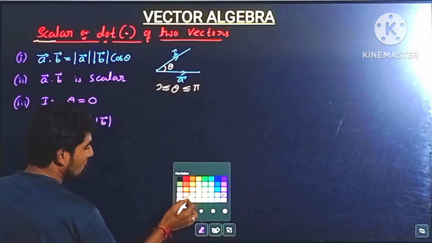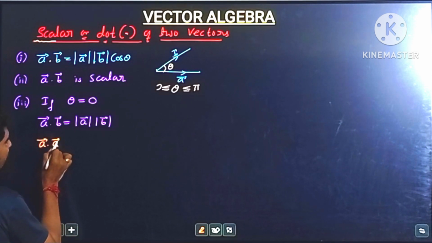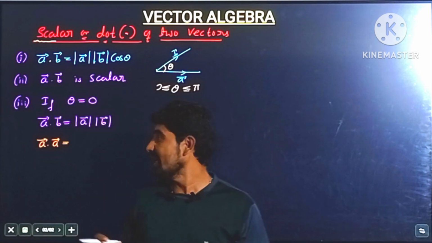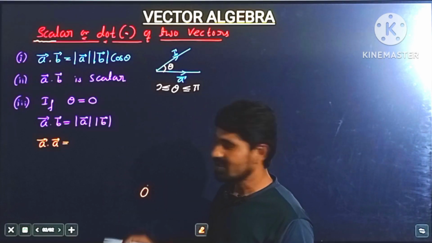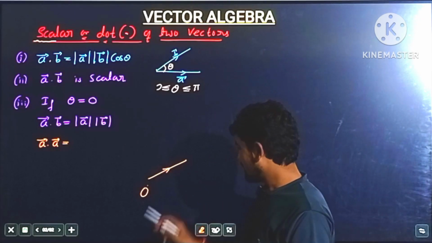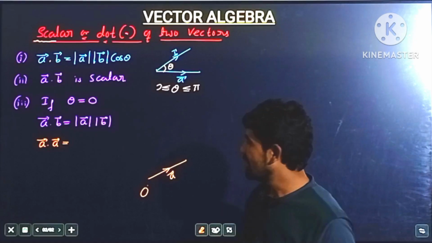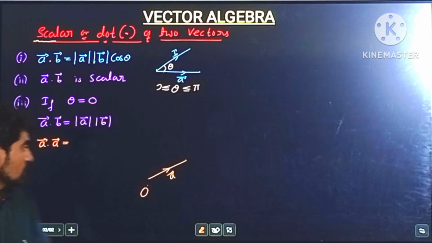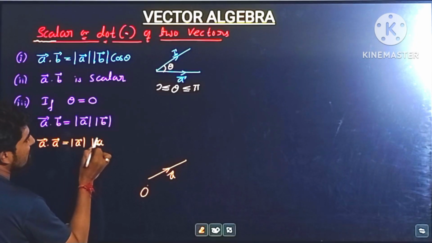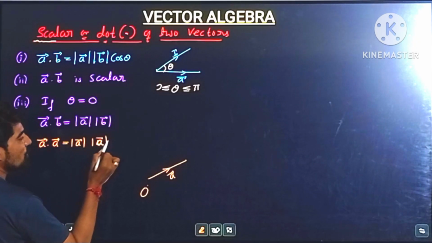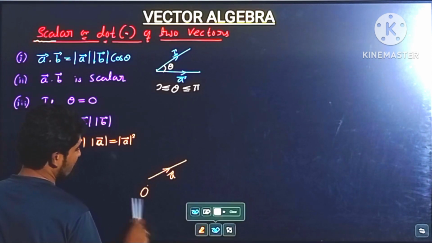So when theta is 0, a vector dot b vector equals magnitude of a vector into magnitude of b vector. So in particular, a vector dot a vector. As you know, the angle between a vector and a vector is 0 degree. Suppose this is a vector. The angle between this a vector and itself is 0 degree. Therefore, a vector dot a vector equals magnitude of a vector into magnitude of a vector, which equals magnitude of vector a squared. I hope all of you are understanding.